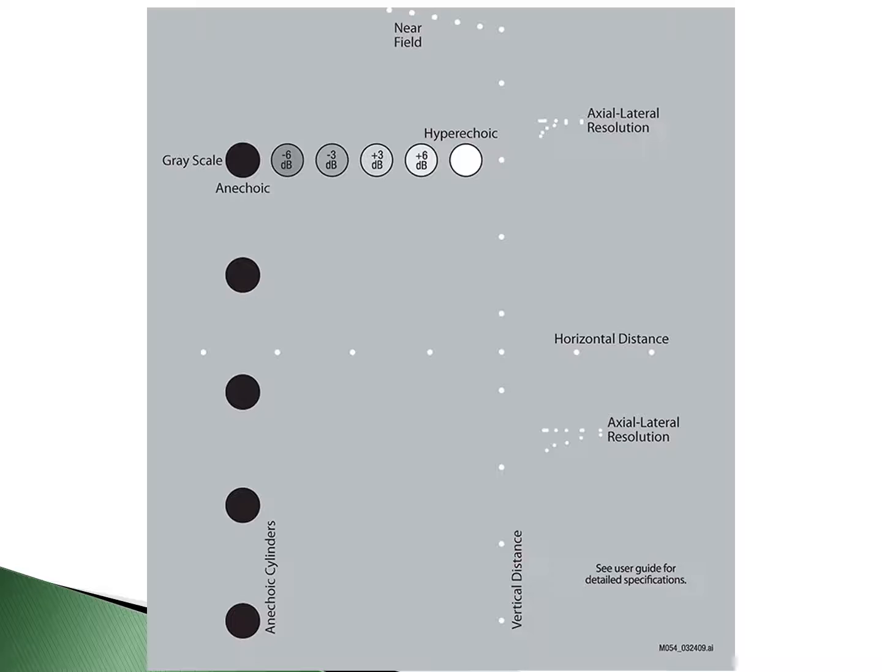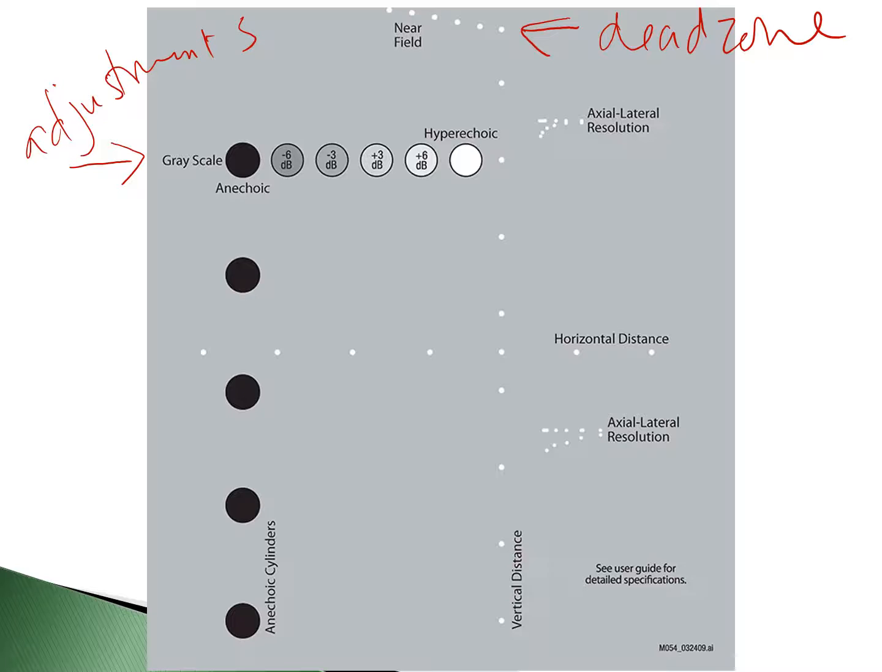So here's an example of a map for a soft tissue phantom. These dots up here are testing the dead zone. These dots or circles across here are going to tell us how bright everything is, so this will test our adjustments that we're making. The vertical dots that are coming up this way are testing axial resolution. The ones that are coming across horizontally are testing lateral resolution.